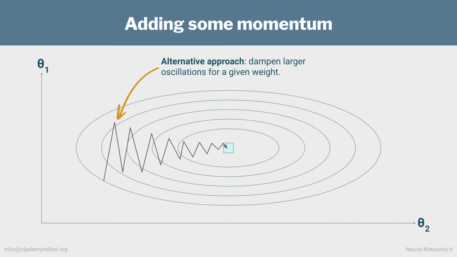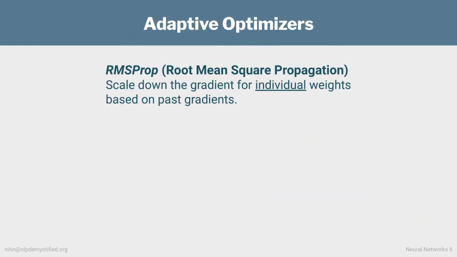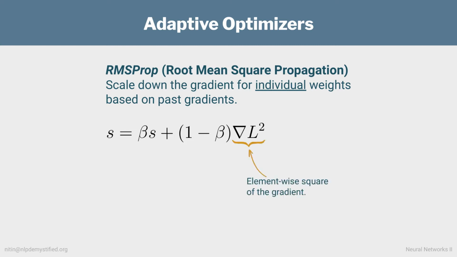But another way to deal with oscillations is to dampen the larger ones for a given weight. This leads to another optimizer called RMSProp, which stands for root mean square propagation. Here, the optimizer aims to scale down the gradient for individual weights based on past gradients. This is the formula for the scaling factor where S is a vector. The gradient at each step is squared element-wise, which means the value that's added to the running sum is always positive.